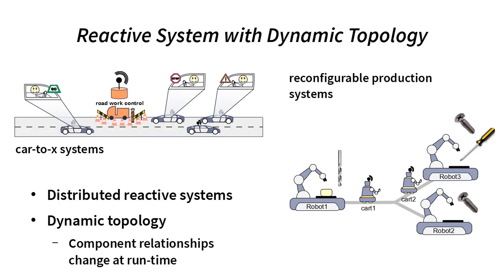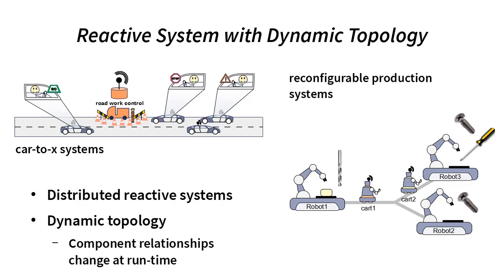Dynamic topology reactive systems are systems of distributed reactive components, where the relationships between these components can change at runtime, for example, due to the movement of the components. These changing relationships usually influence the behavior of the components that must fulfill context-specific responsibilities. Examples of such kind of system are Car2X systems and reconfigurable production systems.